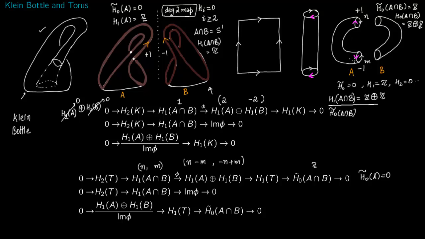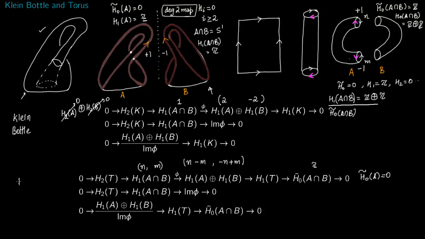This is a degree 1 mapping, but both N and M are getting combined in both A and B. So A intersection B consists of two circles, and these circles get deformation retracted to both A and B, and that is why we are combining these two circles. When a deformation retracts, both these circles become one. So you have N minus M or minus N plus M, just taking opposite signs. So this is again the Mayer Vietoris sequence for the torus.